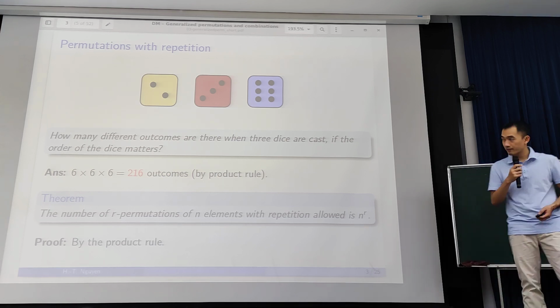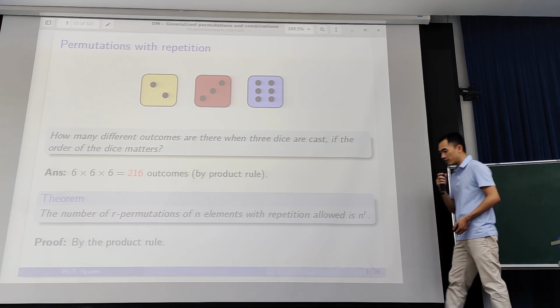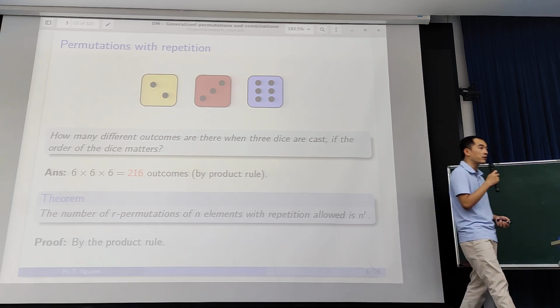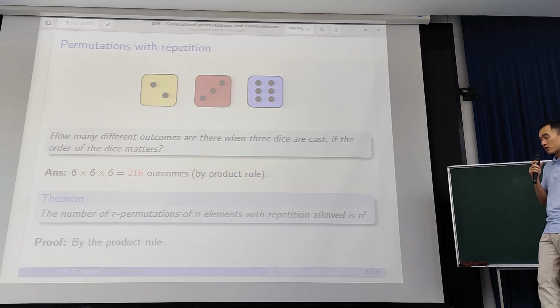This result here is trivial. It is a direct application of the product rule. You have n elements, and each time you choose an element, and you choose r times. Each time you choose an element and put it back into the set, and then by the product rule you have n to the power r possibilities.